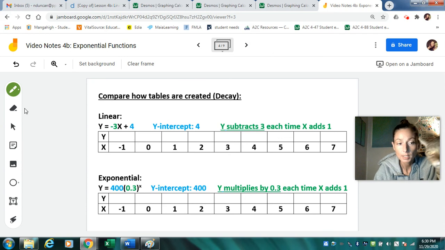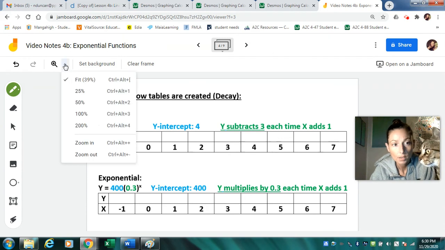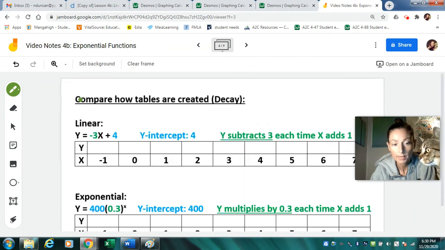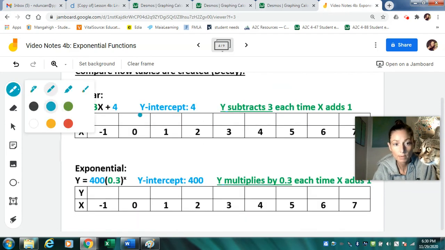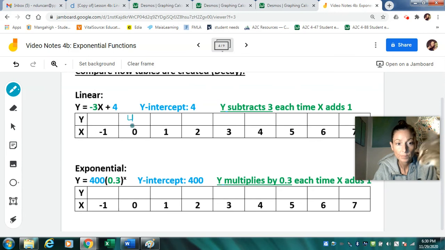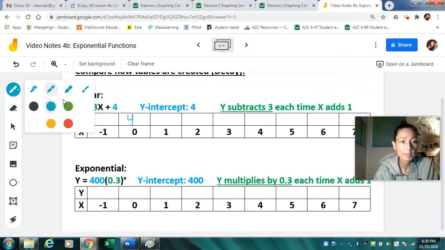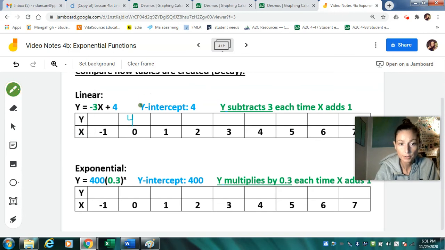So these ones are similar, but these are decay. These are ones that go down instead of up. So if I have a linear function that goes down, again, this is a similar idea here. I'm starting at 4, and the slope is -3. So I would subtract 3 to go forward.